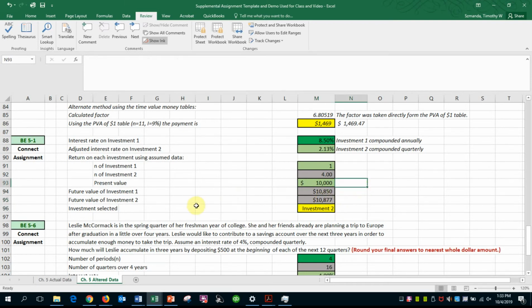All right, so we look at the future value and we see, using my numbers, that investment 2 is larger. And so we'll accept investment 2 using my adjusted interest rate.